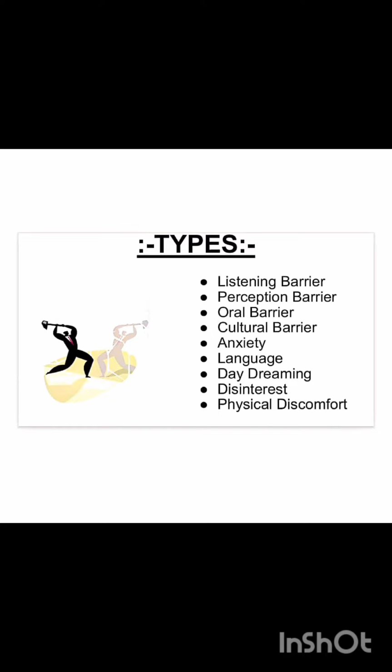The other one is oral barriers. Communication barriers in the classroom may exist if oral communication is not clear. The communication process only occurs when the listener hears and understands your message in the way you meant for it to be received. So the third one is cultural barrier.